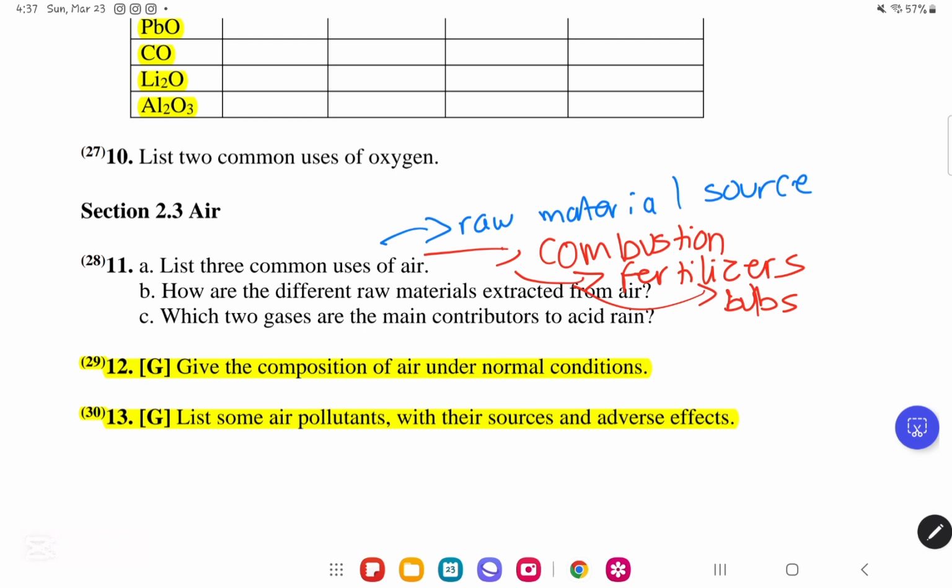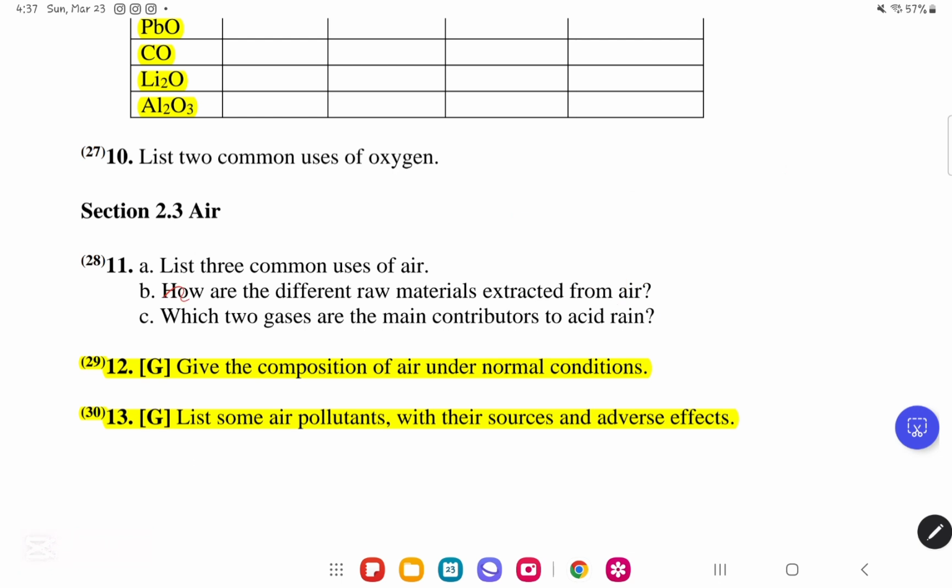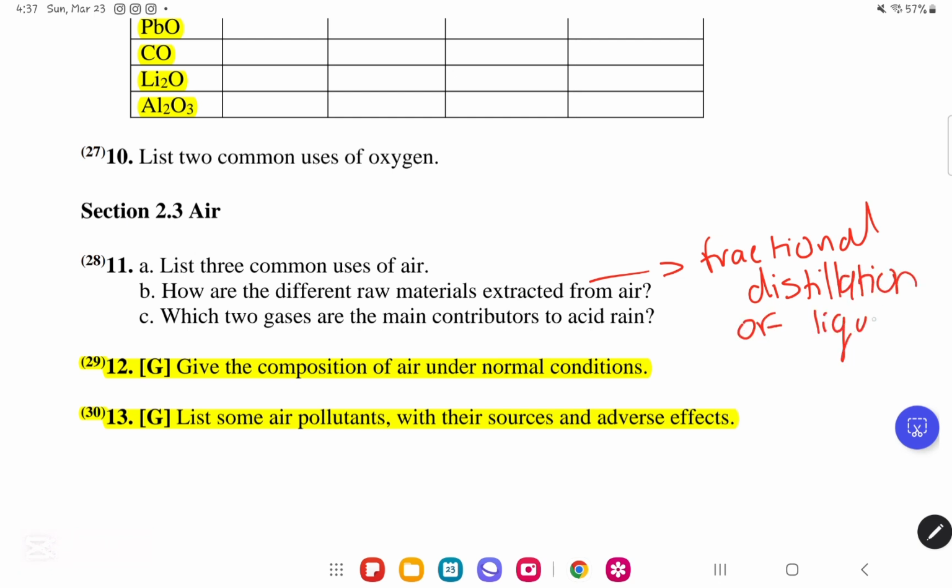So 3 common uses of air. First of all, air is a raw material source, and you can use oxygen to do combustion, nitrogen to make fertilizers, and the noble gases to make the bulbs. Now we move on to part B. How are the different raw materials extracted from air? Usually they are extracted by fractional distillation of liquid air.